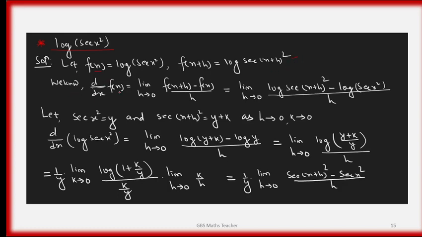Then we know the derivative of f(x) is the limit as h tends to 0 of f(x+h) minus f(x) by h, which equals the limit as h tends to 0 of log sec (x+h) whole squared minus log sec x² by h. Then we suppose sec x² is y, and sec (x+h) whole squared is y plus k, where h tends to 0 and k tends to 0.